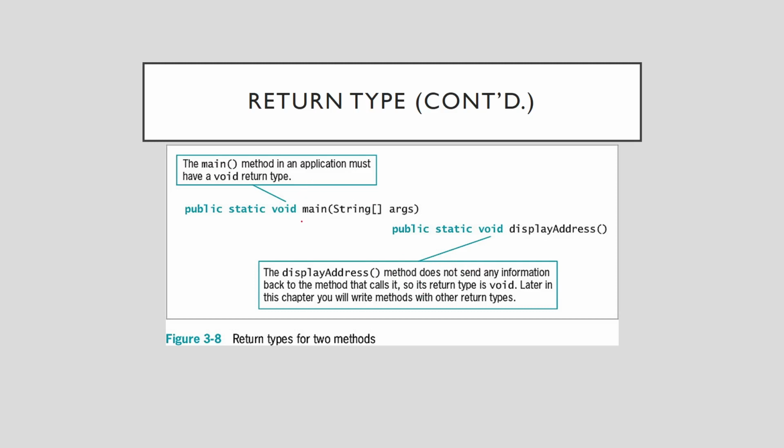And in any application with a main method, it must use a void return type. In any other method, you can use either void or any return type, whether primitive type or the object type, because you can also use the object return type for the method if ever an object will be expected to return for that method.